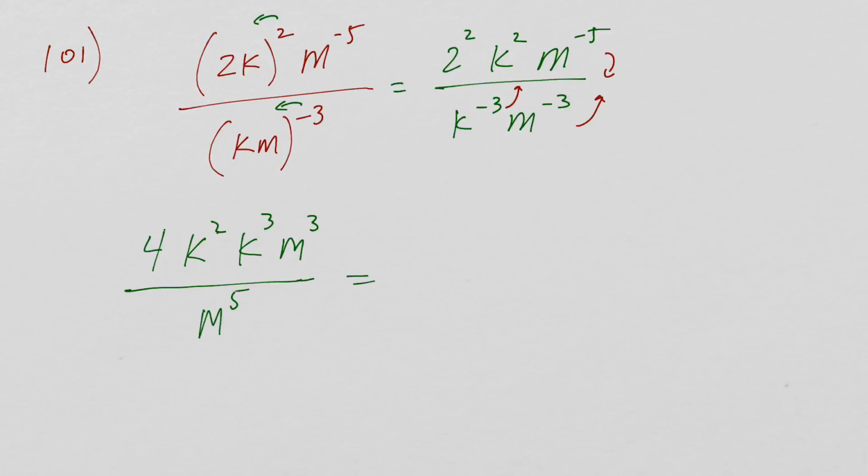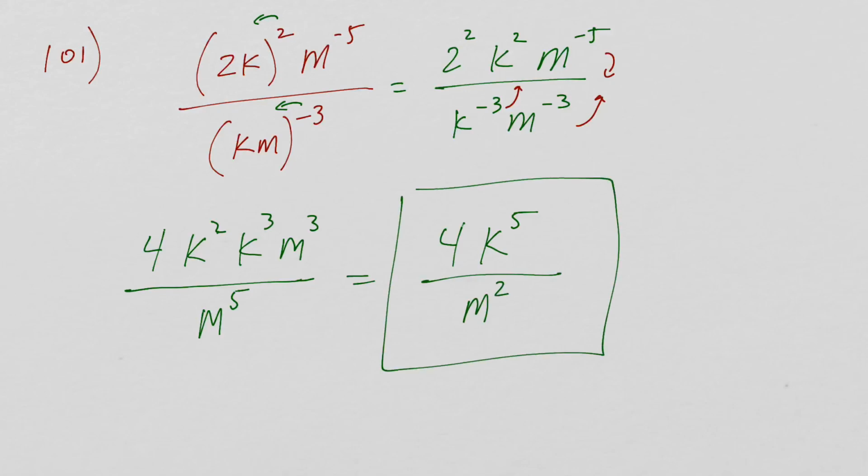Well, I have 4. I'm multiplying the k's together, so 2 plus 3 is 5. And then I'm subtracting 5 minus 3 is 2. So I have m to the 2 on the bottom. And that's all we can do.